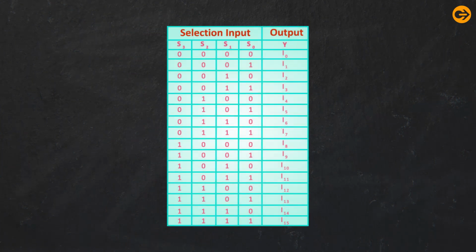The output will be: if the S3 line is 0, then the output of the 2 to 1 multiplexer will be one of the 8 inputs I7 to I0 based on select lines S0, S1 and S2. If the S3 line is 1, then the output of the 2 to 1 multiplexer will be one of the 8 inputs I15 to I8 based on select lines S0, S1 and S2.